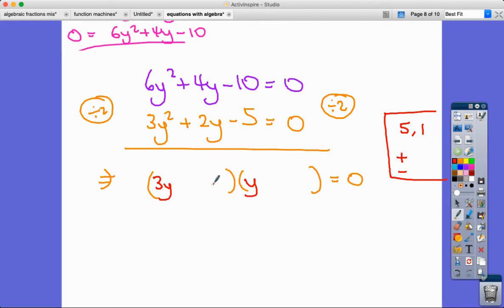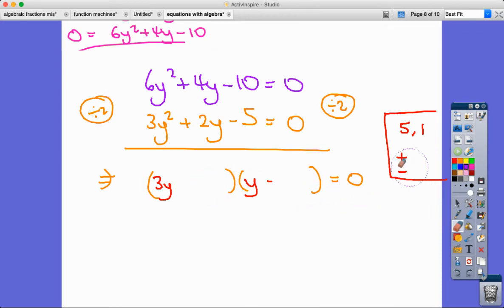So let's have a think. If I put the 1 here and the -5 there, let's see, I get -15 plus 1, I get -14y. It's not going to work. So there's a little bit of trial and error in thinking about this.